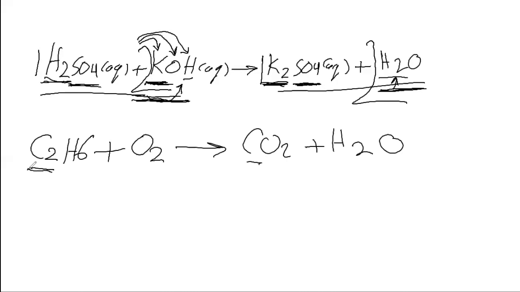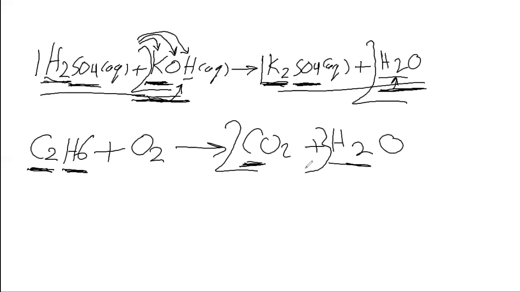We have 2 carbon on the reacting side, 1 carbon on the product side. Simply you will multiply the CO2 by 2 as a coefficient number, and we will have 2 carbon on both sides. Then hydrogen. We have 6 hydrogen on the reacting side, 2 hydrogen on the product side. Multiply the water molecule by 3 as a coefficient number, and you will have 6 hydrogen.